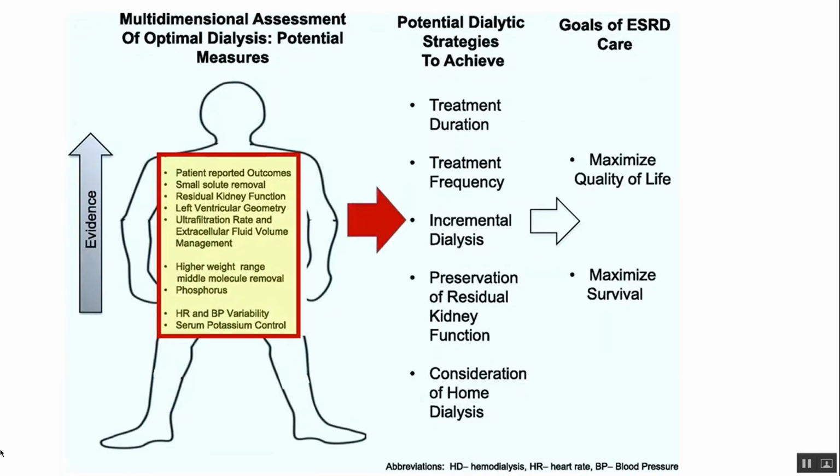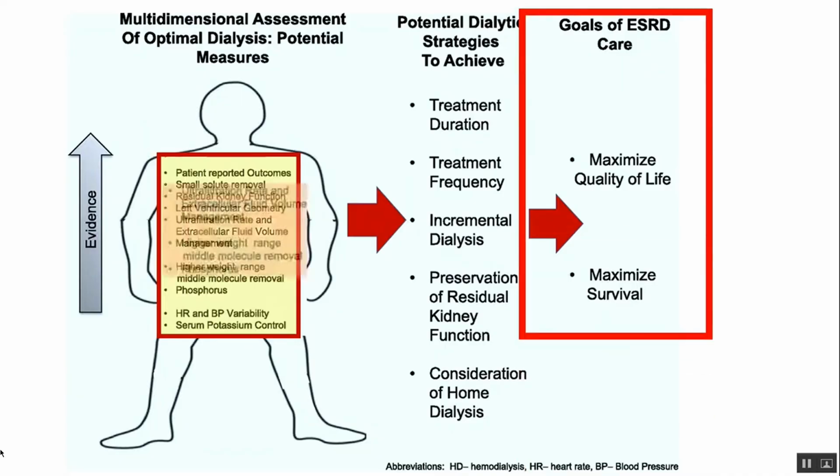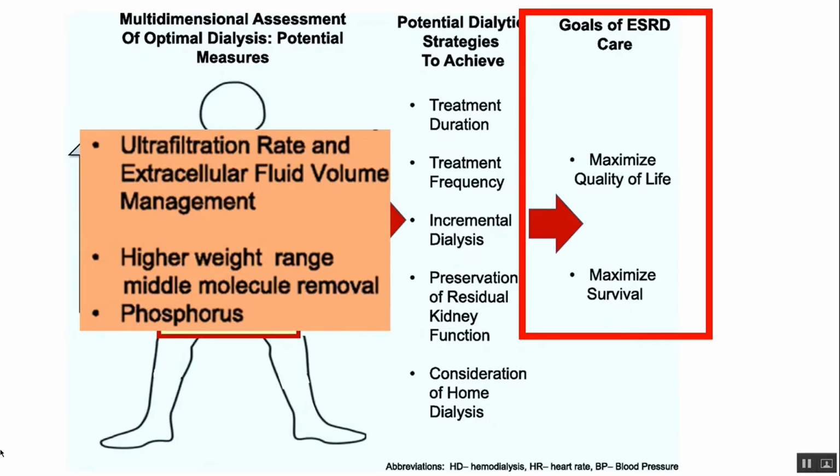What is important here is we have to look at the treatment duration, treatment frequency, incremental dialysis in some patients. We have to preserve residual kidney function. We can consider as well in some circumstances home dialysis, looking for maximized quality of life and maximized survival. Note that ultrafiltration rate and extracellular fluid volume management should be applied, as well as removal of uremic toxins.